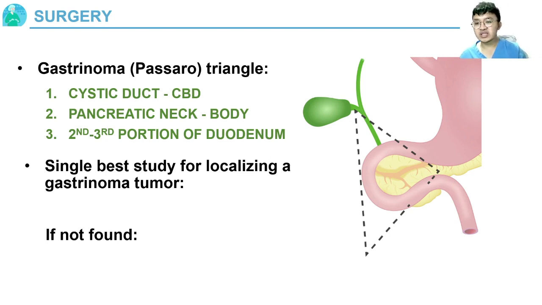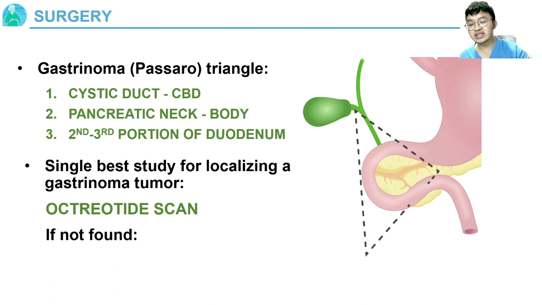Next, what's the single best study for localizing a gastrinoma tumor? It's the octreotide scan. Octreotide localizes the receptors on your gastrin-producing cells, so an octreotide scan would preferentially go where gastrin production is very evident. If you can't find the gastrinoma even after using an octreotide scan, you can decide to open up the duodenum, put a hole there, and explore it. You call this a duodenostomy or duodenotomy.